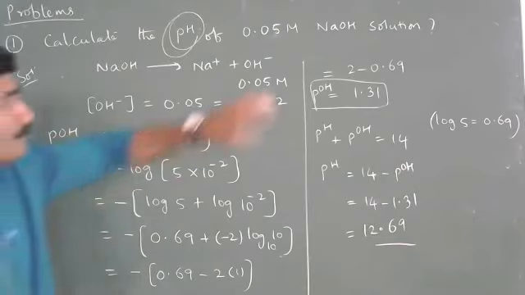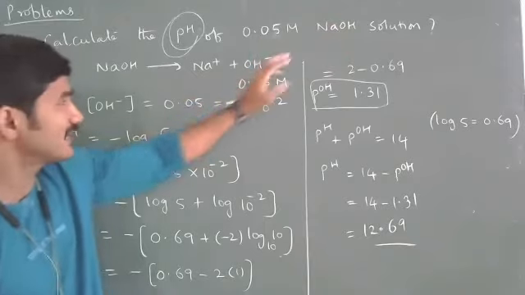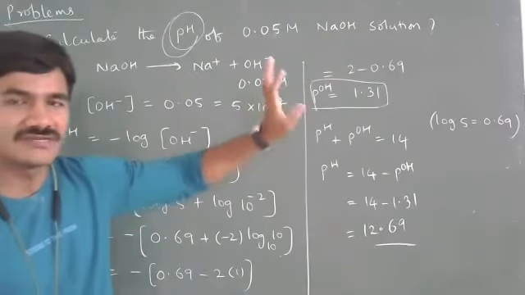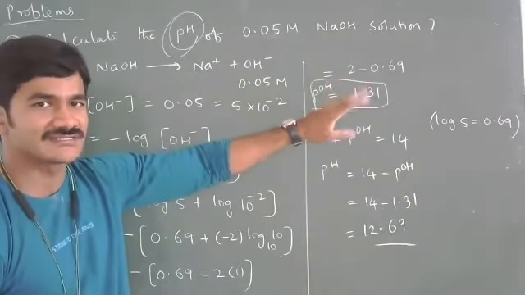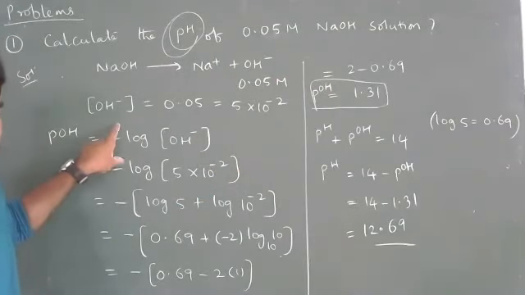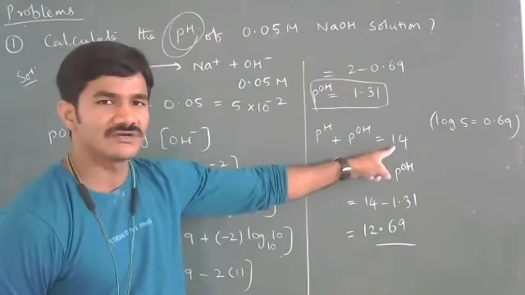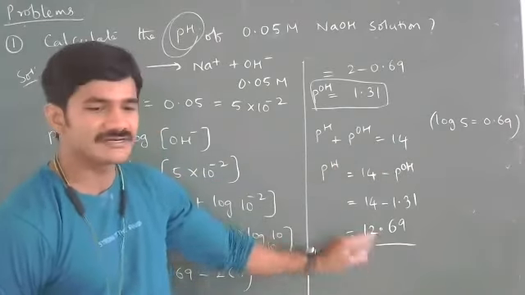So whenever they give a base, an OH minus ion concentration containing solution, don't take the pH formula directly. We can't substitute OH minus ion concentration in the H plus pH formula. So whenever they give OH minus ion concentration, first find out the pOH. After finding the pOH, we have a relation: pH plus pOH is equal to 14. From this, if you simplify again, you will get the pH value.